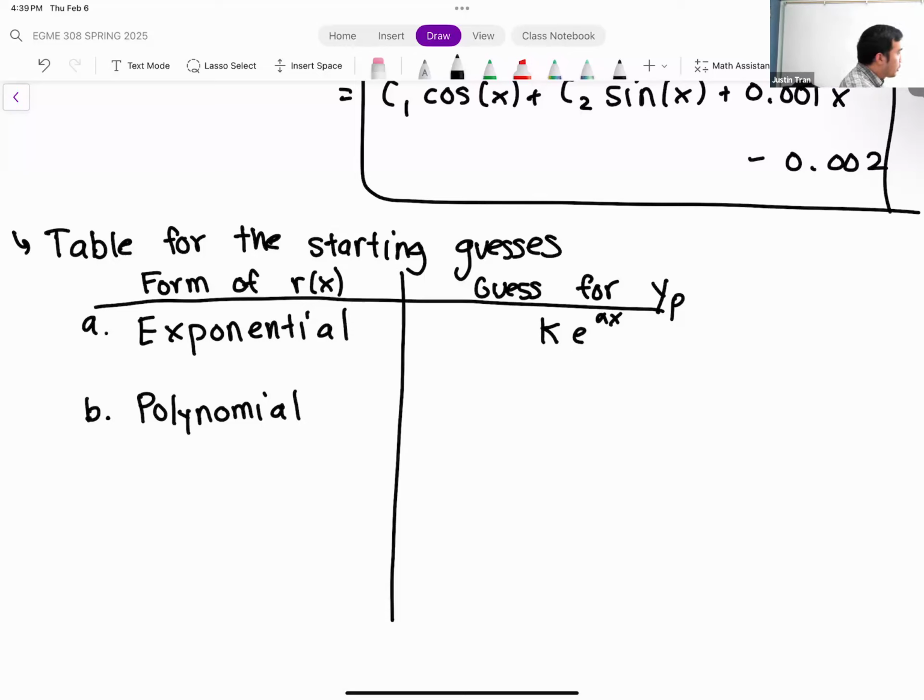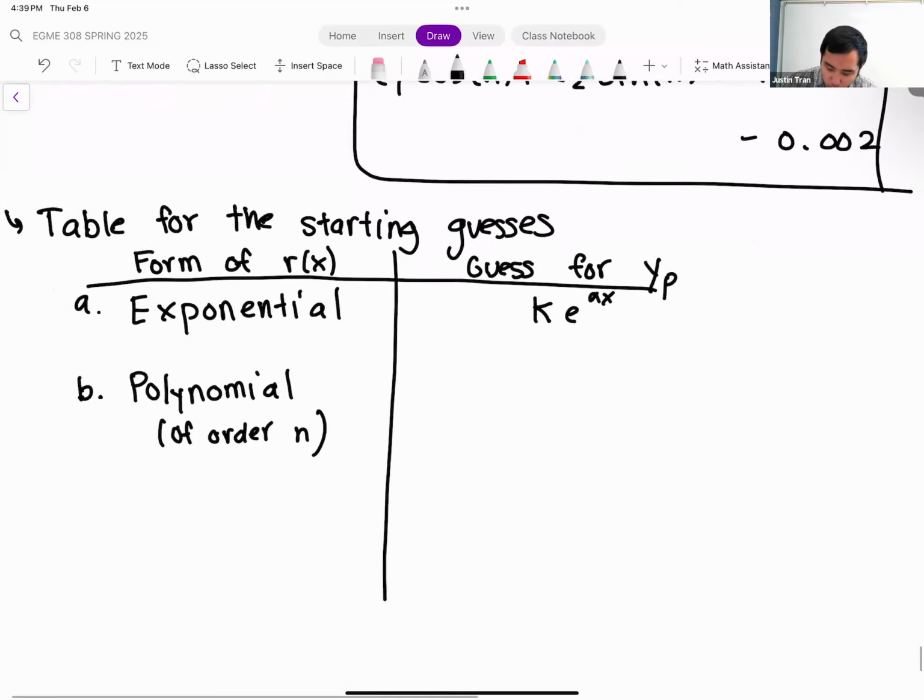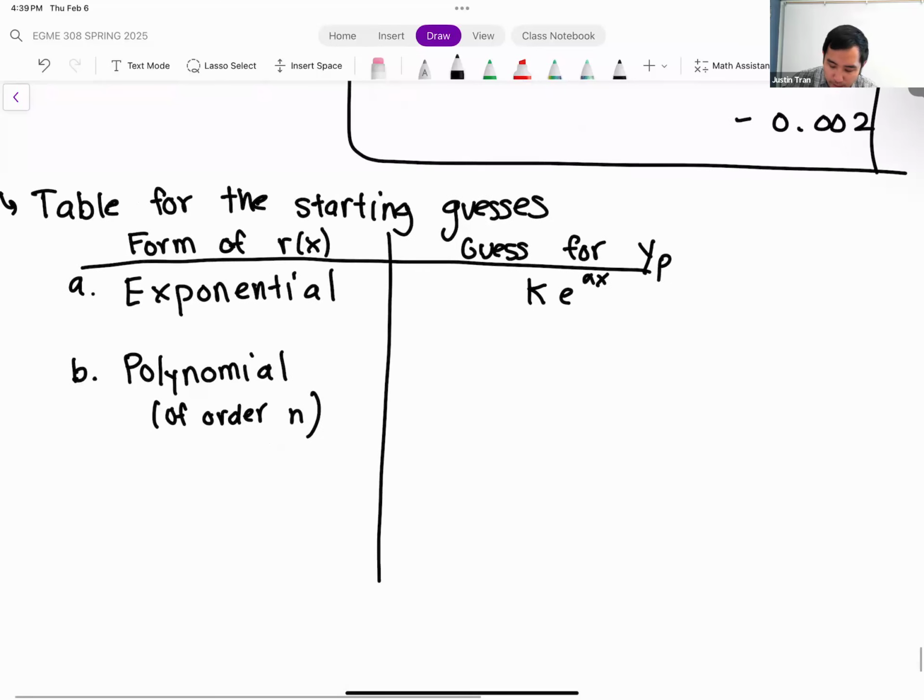The second one is a sinusoid, or excuse me, polynomial. My eyes read sinusoid, but I wrote down polynomial. So the second one is polynomial, and we just did this one. Of course, you need to know the order of the polynomial, so this is of order n. Your guess for YP is going to be a polynomial up to that order n.